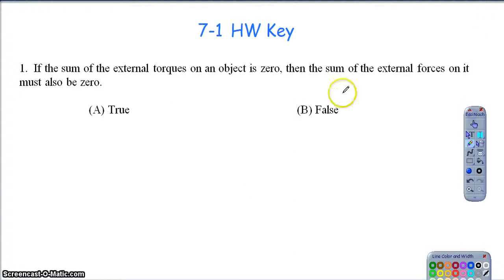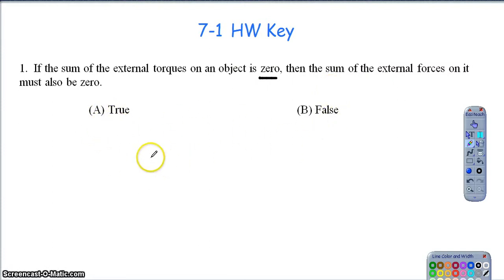Okay, so for part one of homework 7-1 here, we'll pick up with a few multiple choice questions. For the first question, they're asking, if the sum of the external torques is zero, then the sum of the external forces must also be zero. Is that true or false?